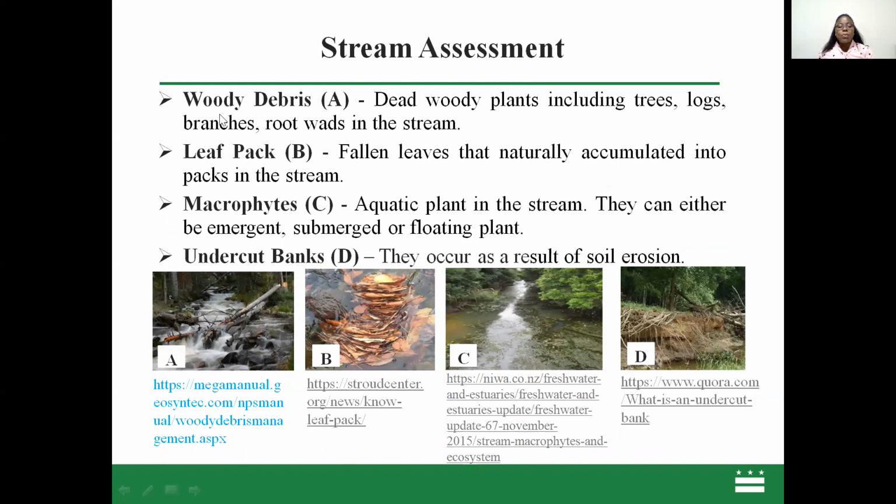Here we have the pictures of the woody debris, the leaf pack, and macrophytes and undercut banks. Woody debris includes any trees, logs, branches, roots, woods in the stream. So like this picture here, we see the fallen trees. Here we'll consider that as woody debris. So take note of that and put that down on our sheet.